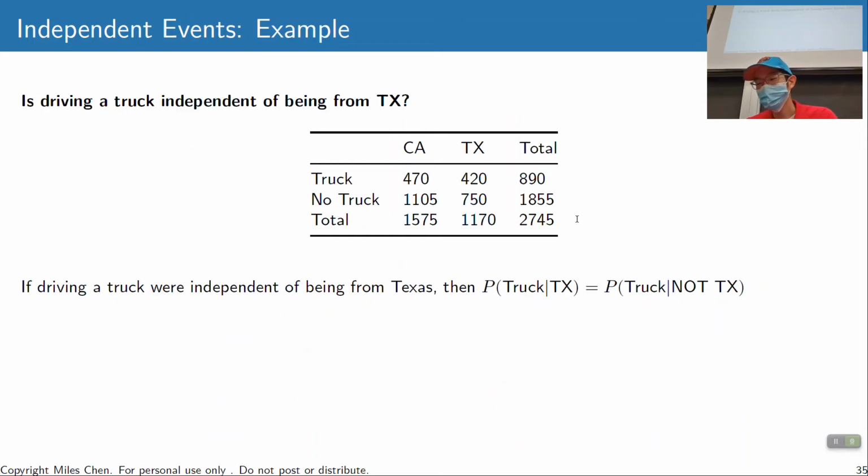All right, so before we get into any of the calculations, just conceptually, from the previous example where we saw some of these numbers, before we even have to look at the numbers, what do you say is driving a truck independent of being from Texas versus California? Is driving a truck independent of being from Texas or California? What do you guys think?